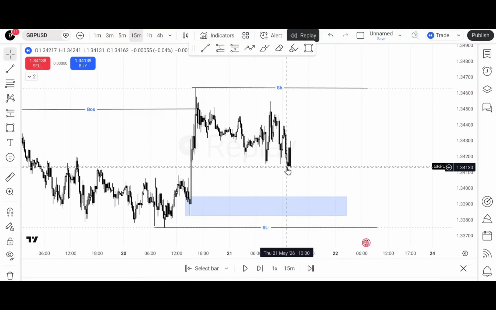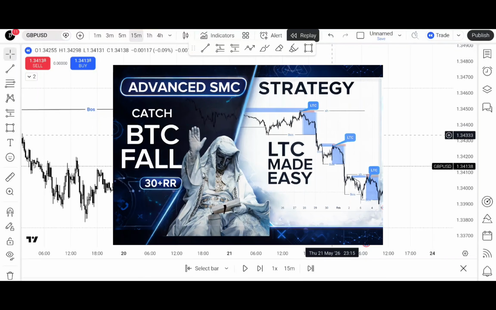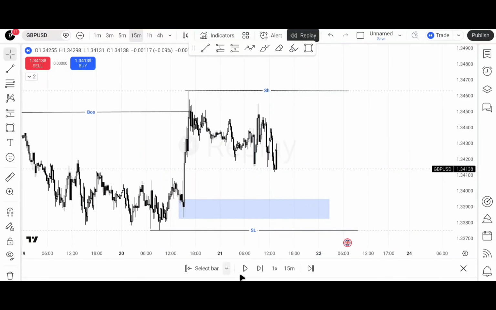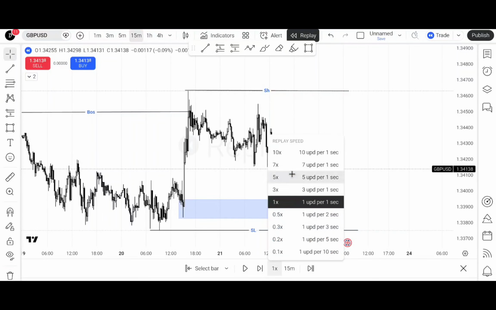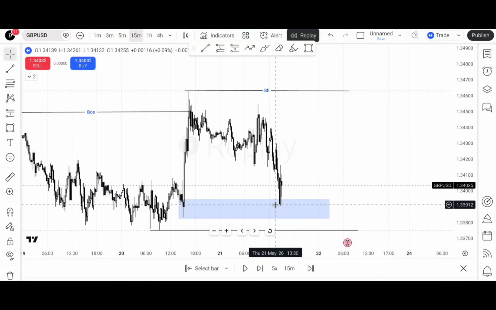So now let's play price and see. What do we want to see now? We want to see that when the market gets into this demand, we see LTC, so we can trade it. If you don't understand the meaning of LTC, check the previous video. You're going to see it there. Let's play price and see what happened here. Okay, market has tapped into the demand.